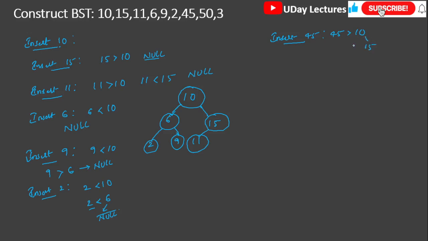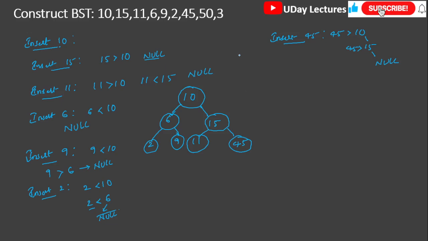So make comparisons with 15. So 45 is bigger than 15. So where should this be inserted? To the right child of 15. What is the right child of 15? It is null. So since it is null, I can replace that null position with 45.